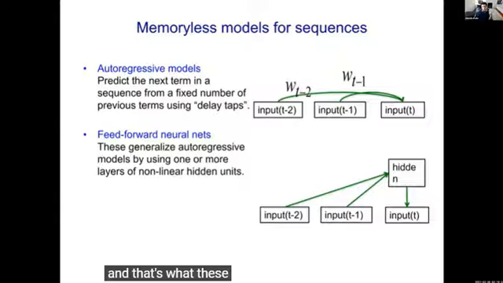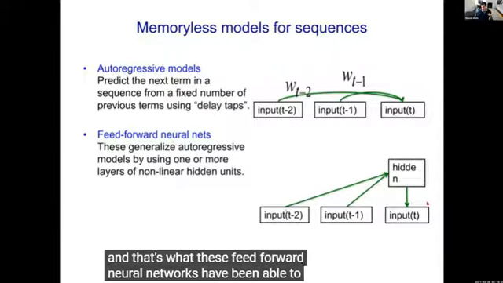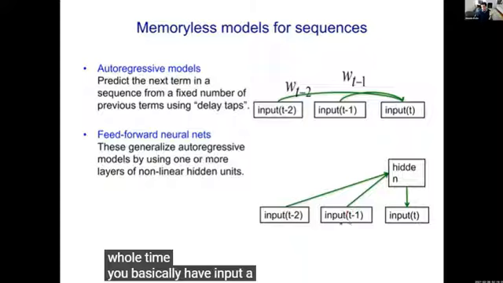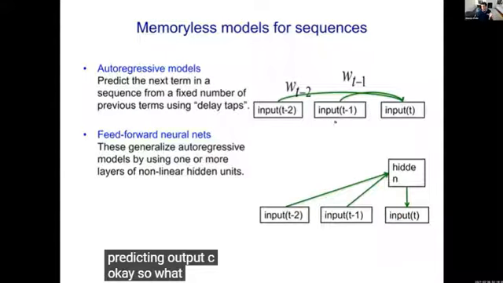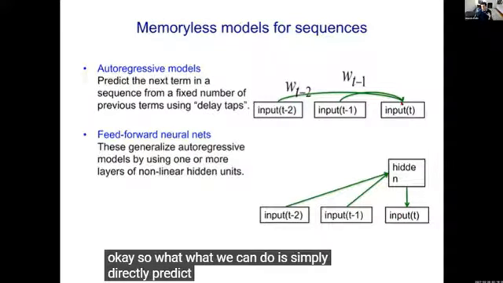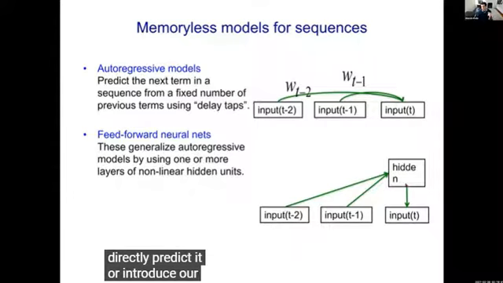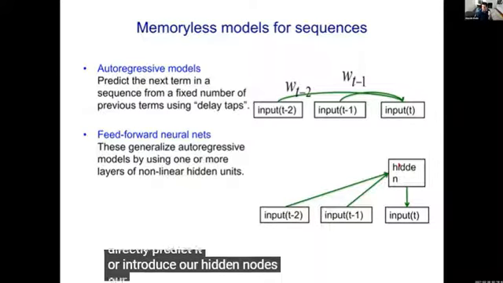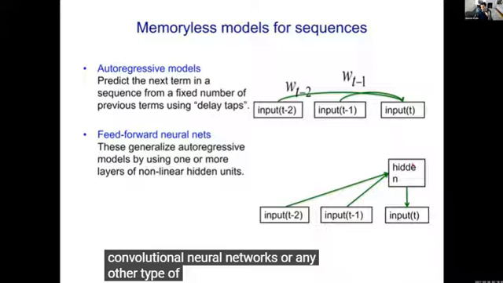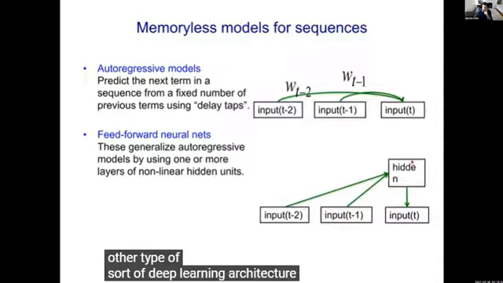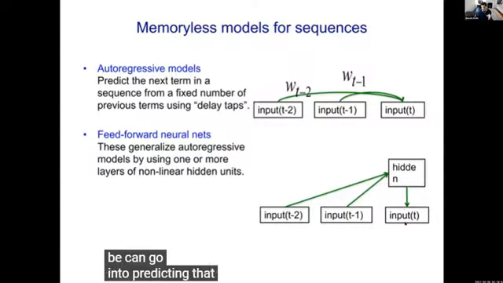That's what these feed-forward neural networks have been able to do the whole time. You basically have input A, input B, some hidden node, and from that hidden node, you're predicting output C. So what we can do is simply directly predict it, or introduce our hidden nodes, our architecture, with these convolutional neural networks or any other type of deep learning architecture can go into predicting that next future event.